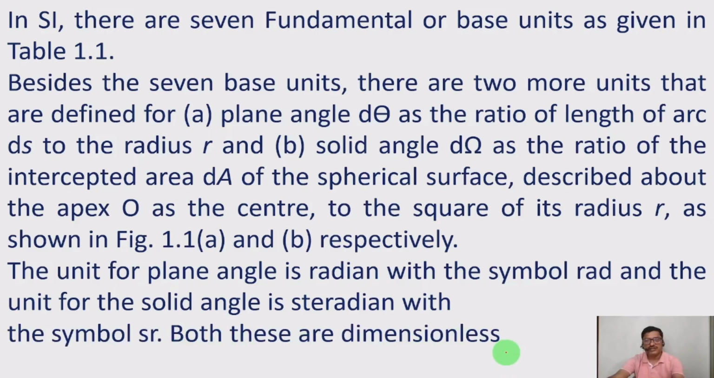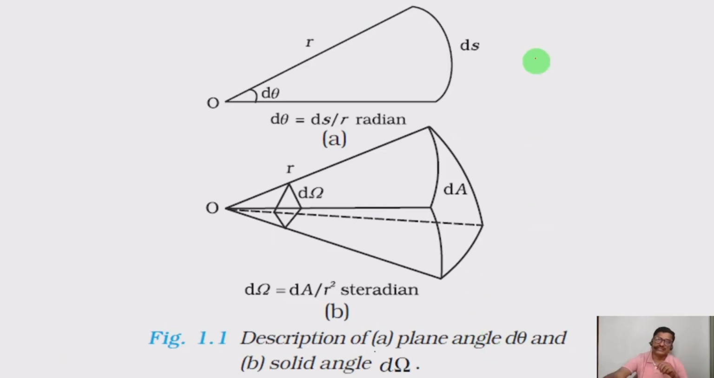That I will discuss with the sketch, dimensionless quantities. Here, this is the plane angle. Plane angle is the angle subtended by the arc. This arc is there, and the angle subtended by that arc is the plane angle, which can be given as arc length ds to the radius r, ds by r, in terms of radian.